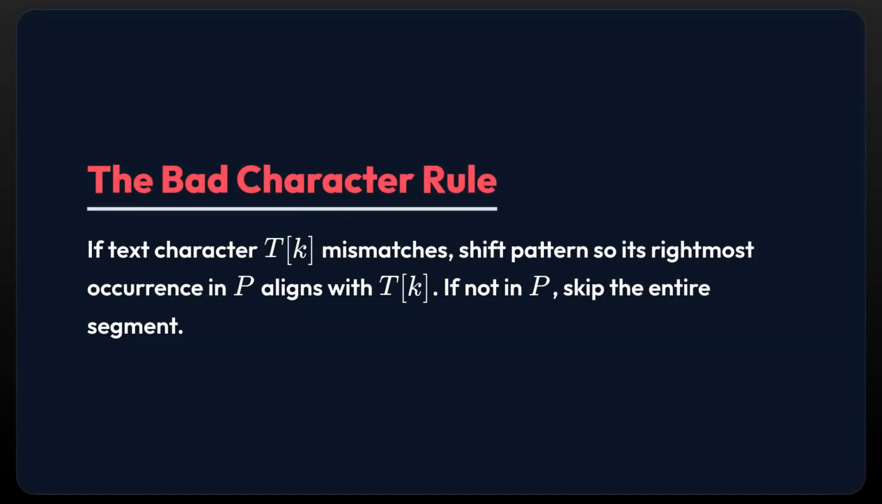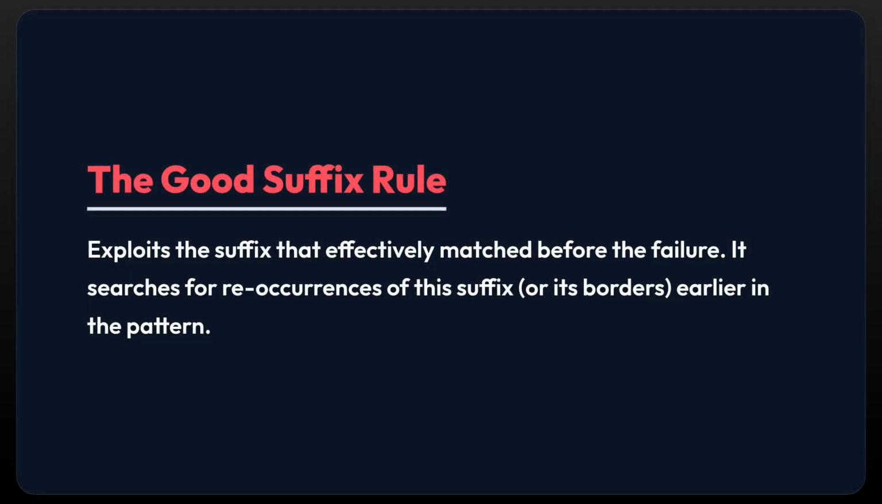The bad character rule is simple but aggressive. If the character in the text doesn't match the pattern, we ask, does this character exist elsewhere in our pattern? If yes, we shift to align it. If no, we know that no alignment covering this position can work, so we skip the pattern entirely past this point.